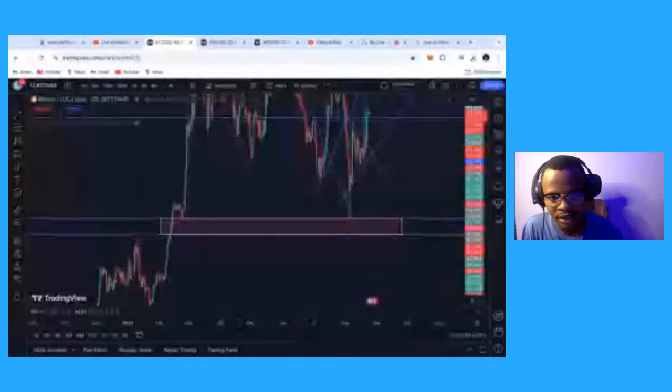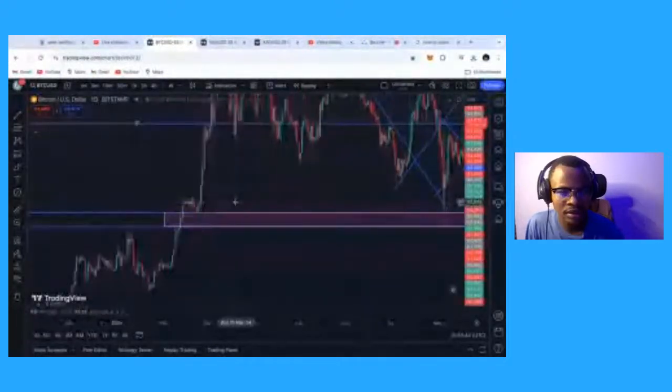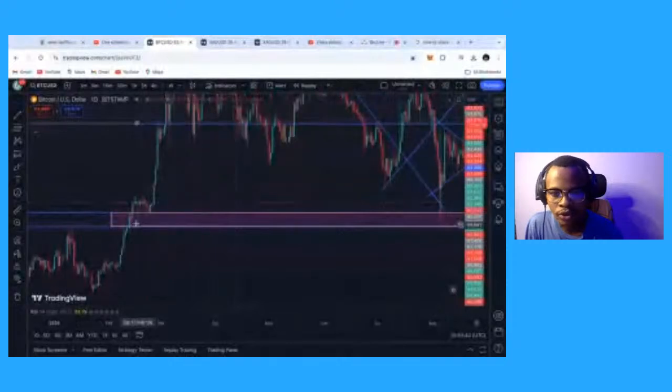Made this candlestick here. This was a candlestick, which looks like a course. And so now it's made that candlestick. It rallied up all the way to 70K. I placed my entry, a limit buy right here. It rallied up to 73K.